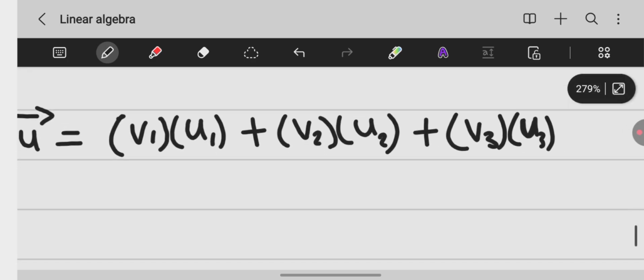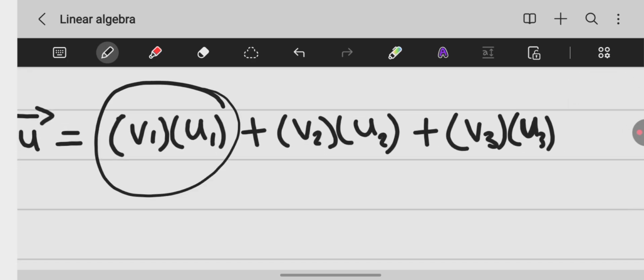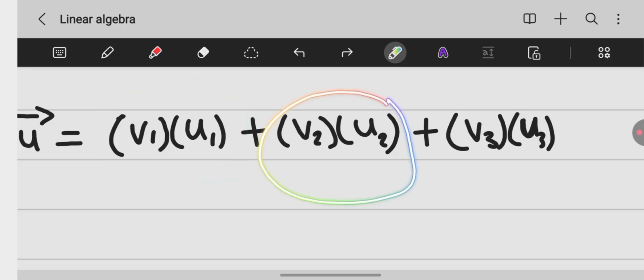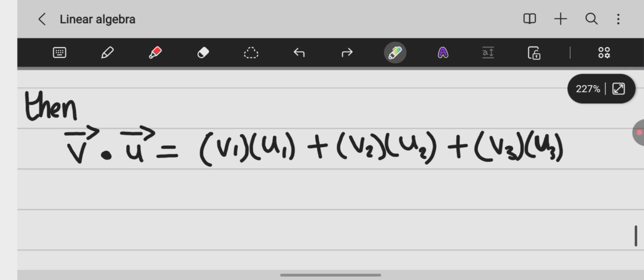And as you can see, this is going to give you a constant, right? So this is going to give you a multiplication, basically gives you a constant, and then you add that constant to another constant, and then you add that constant to another constant. That means you basically have a constant as your result, right? So dot product always returns to us a constant, not another vector.